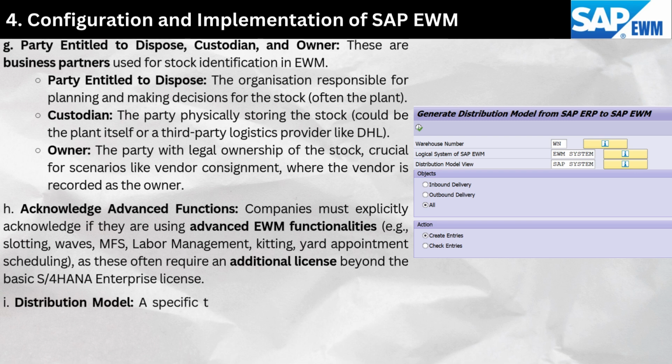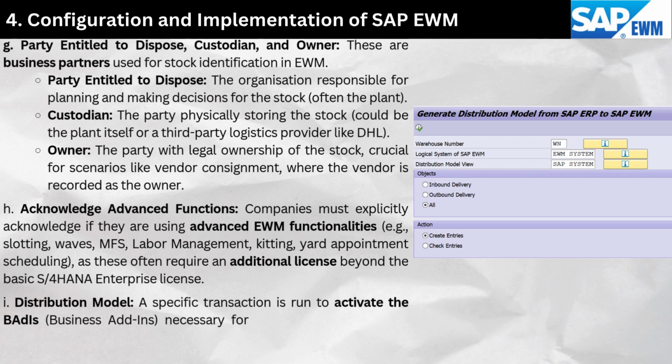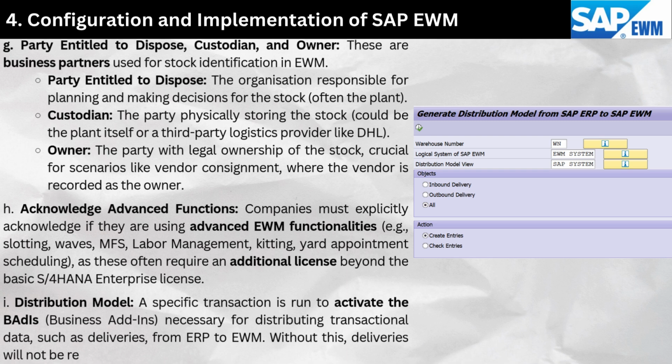Distribution model. A specific transaction is run to activate the BAdIs, business add-ins, necessary for distributing transactional data, such as deliveries, from ERP to EWM. Without this, deliveries will not be replicated to EWM.